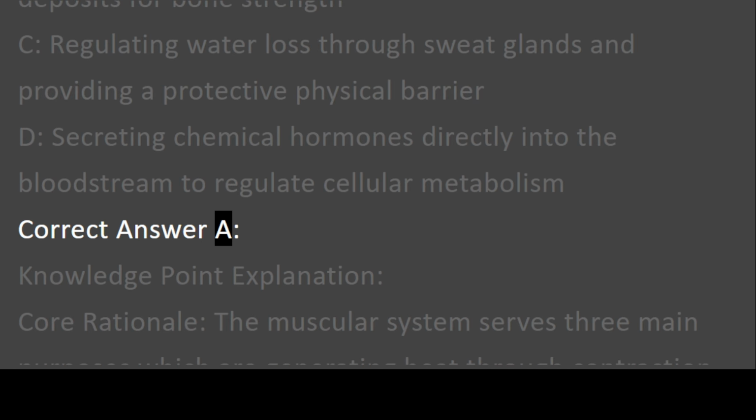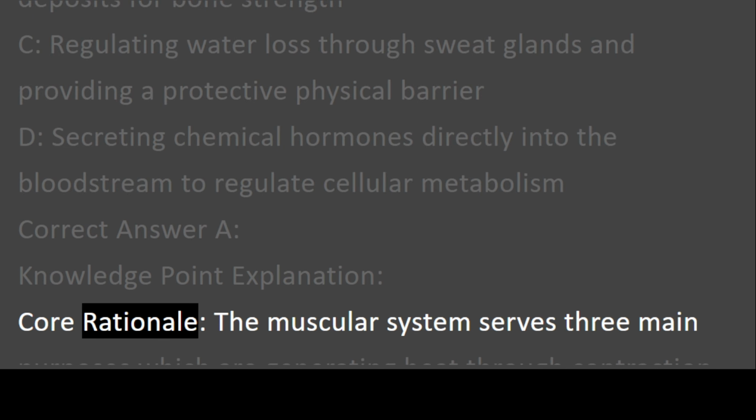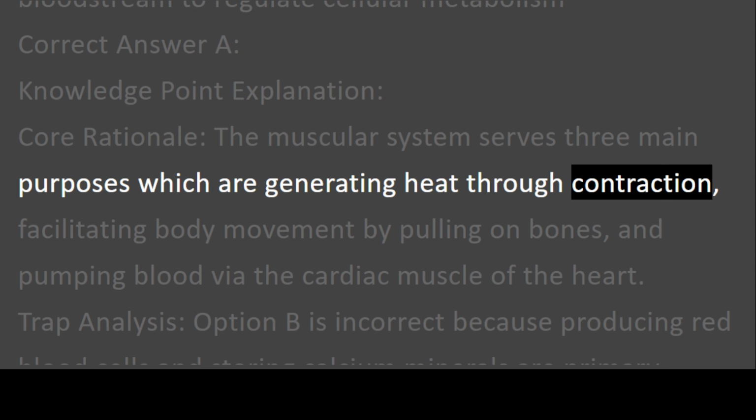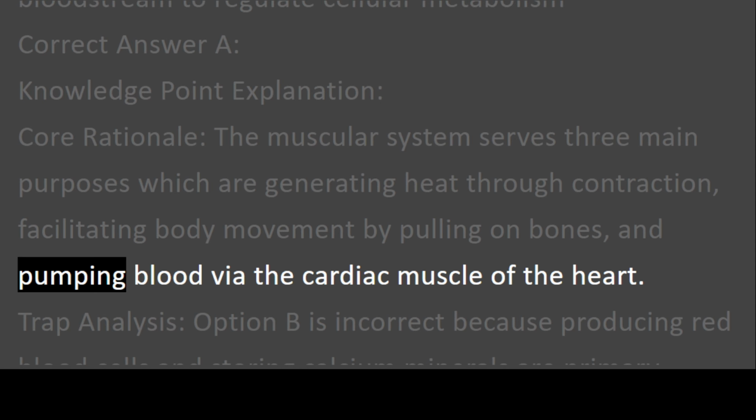Correct answer A. Knowledge point explanation. Core rationale. The muscular system serves three main purposes, which are generating heat through contraction, facilitating body movement by pulling on bones, and pumping blood via the cardiac muscle of the heart.